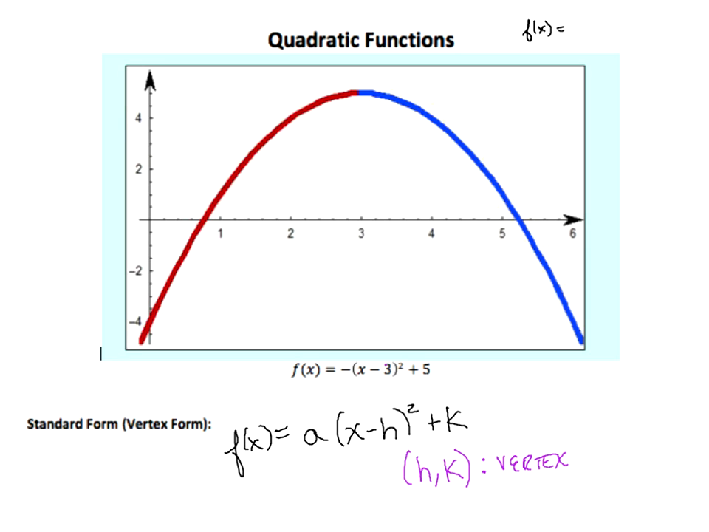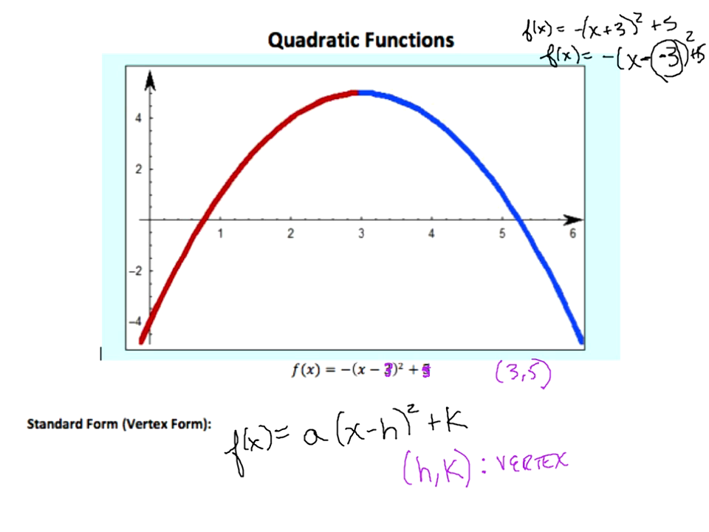So say this equation had been negative x plus 3 squared plus 5. Minus is in the form on the inside of the function. So I would want to rewrite that as x minus negative 3 squared plus 5. That would mean that the x coordinate of the vertex is negative 3, not positive 3. But in this case, it's positive 3. So the vertex shows up here as 3, 5.